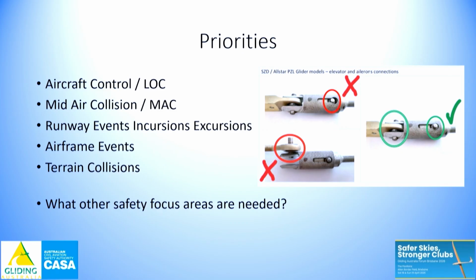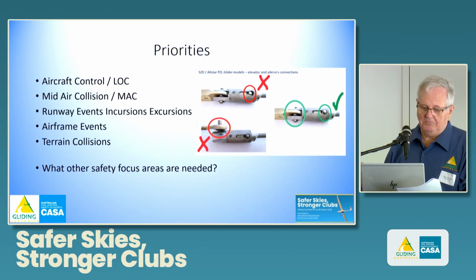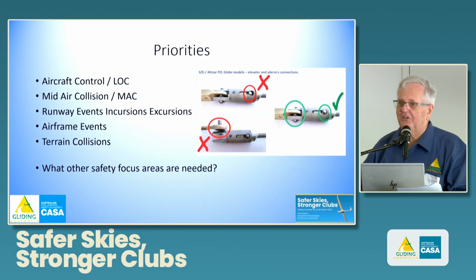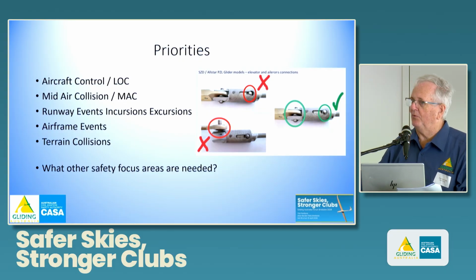That's in the statement, and that aligns really well with the CASA national aviation safety priorities as well. But what other safety focus areas are needed? This is part of today's discussion and the workshops later today. We may need to look at some other priority areas.